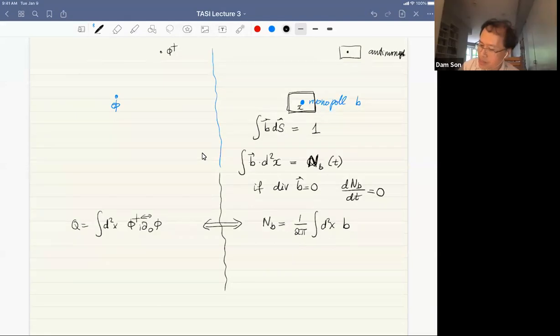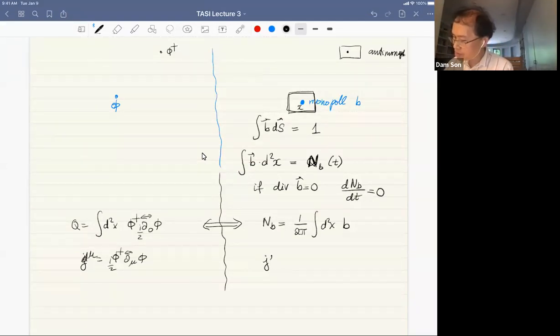So what is the current? We write the current. It might be over 2 here, depending on how one defines it. This current is going to correspond to, now I'm going to use just the same notation for the current, they are just mapped to each other, 1 over 2 pi epsilon mu lambda d mu a lambda.